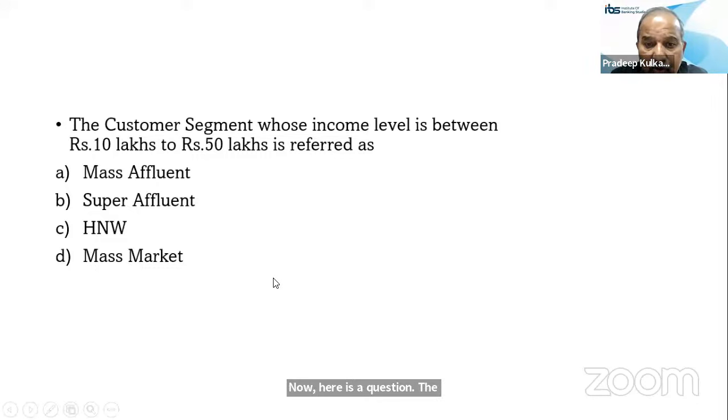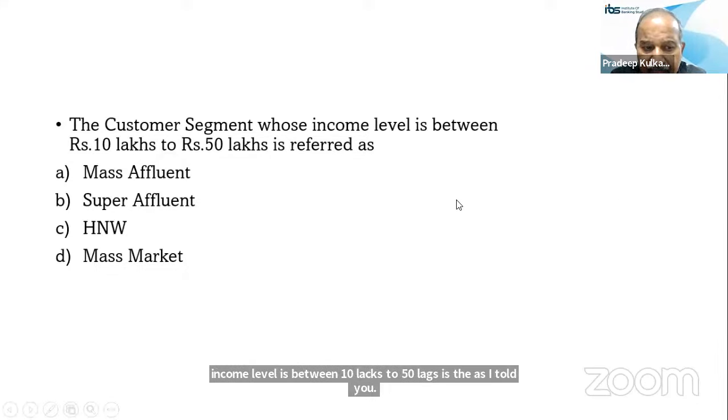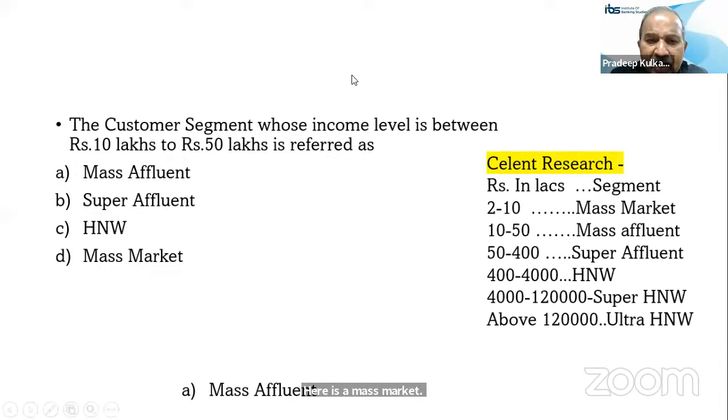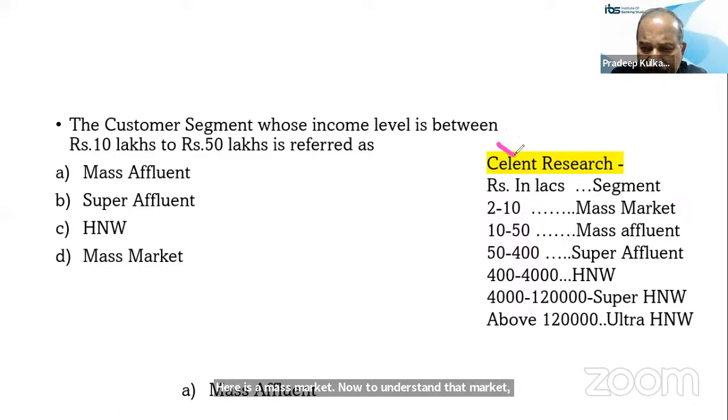The customer segment whose income level is between 10 lakhs to 50 lakhs is referred to as, I told you, who is this fellow? Here is a mass market. Now, to understand that market, let us make a note here. This is the Celent research. Celent is a company. They have researched and they gave the stat.